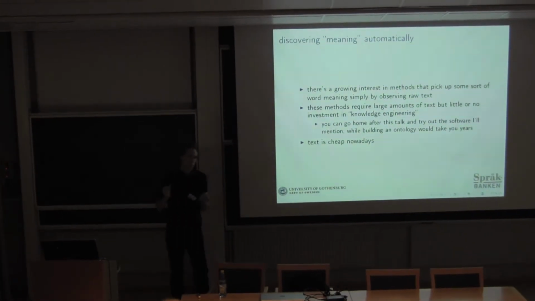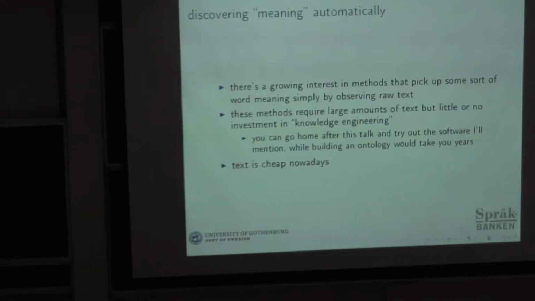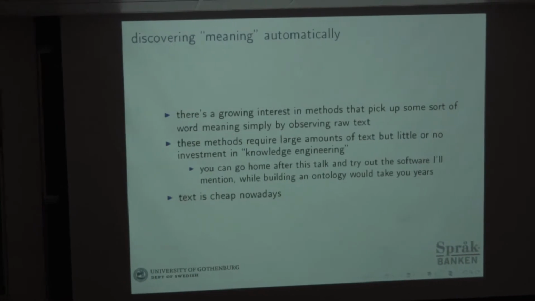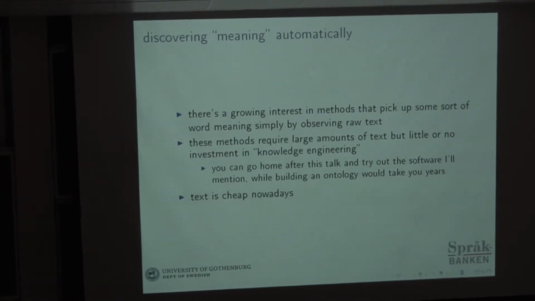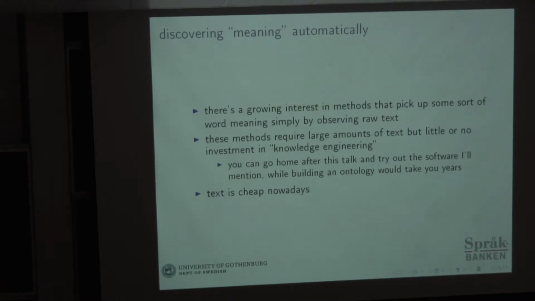Because of that, there has recently been an interest in developing methods to automatically discover meaning from text only, with no knowledge engineering and no ontology building. These methods typically require a lot of text, but text is fairly accessible compared to structured ontologies. In this case, you can actually go home after this talk and try it out, while if you would build an ontology, it would take you years.